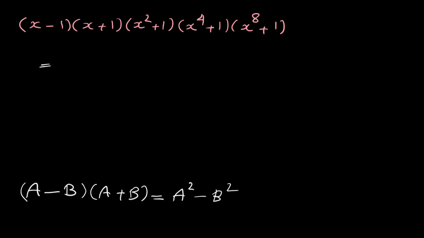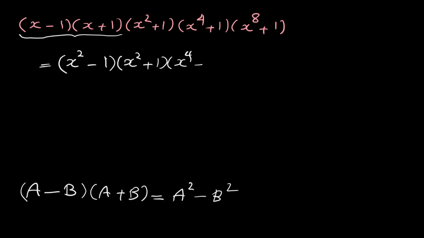What is x minus 1 times x plus 1? The answer of this part is a to the 2, which in this case is x to the 2, minus b to the 2. But b is 1 and 1 to the 2 is 1, so x to the 2 minus 1. And then we have x to the 2 plus 1, x to the 4 plus 1, x to the 8 plus 1.